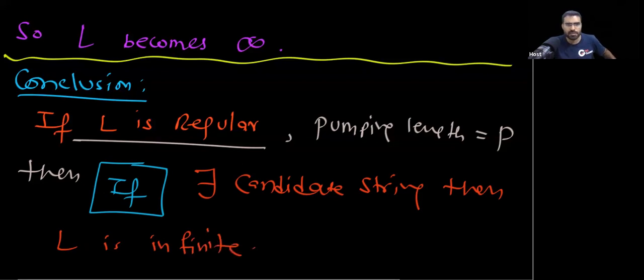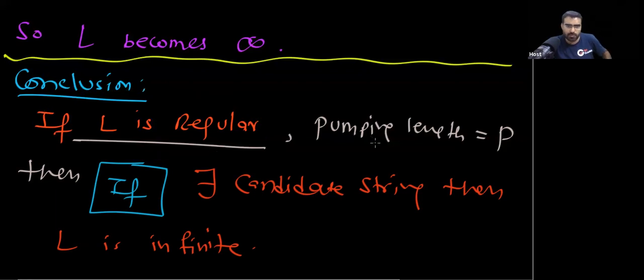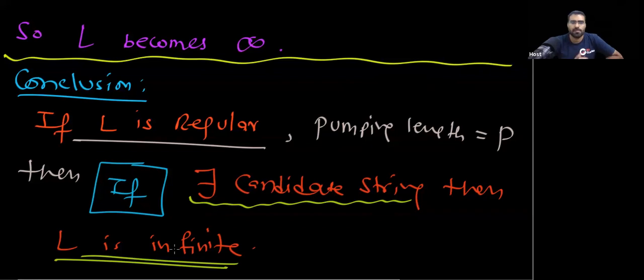Did you understand? Very simple point: L is regular and the pumping length is P. If L is regular and the pumping length is P, and there exists a candidate string, then L will be infinite. Did you understand this point? Is there anyone who can say, yes, I understood this point? Does anyone have any doubt in this point?